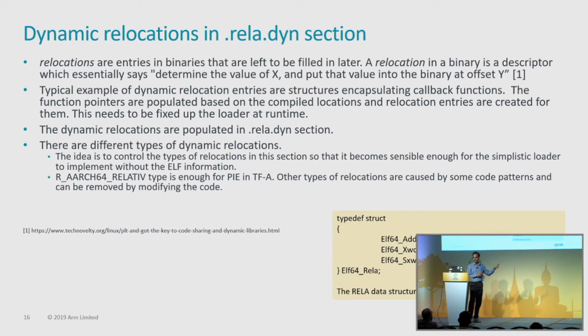This is the data structure for the .rela section. You have three fields in there: offset, info, and addend. Offset is nothing but the address where the fixup needs to be done. Info is the type of relocation, in our case the AARCH64 relative type. And addend is the address which is known at compile time, and based on the difference between the compile and runtime address, you have to fix up the addend. So the fixup is quite simple. You go to r_offset, find the difference between compile and run address, fix up the addend, and write it to that address.